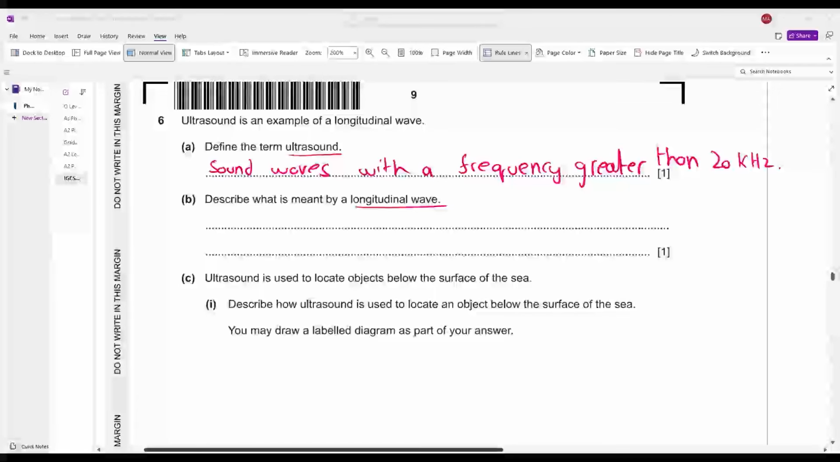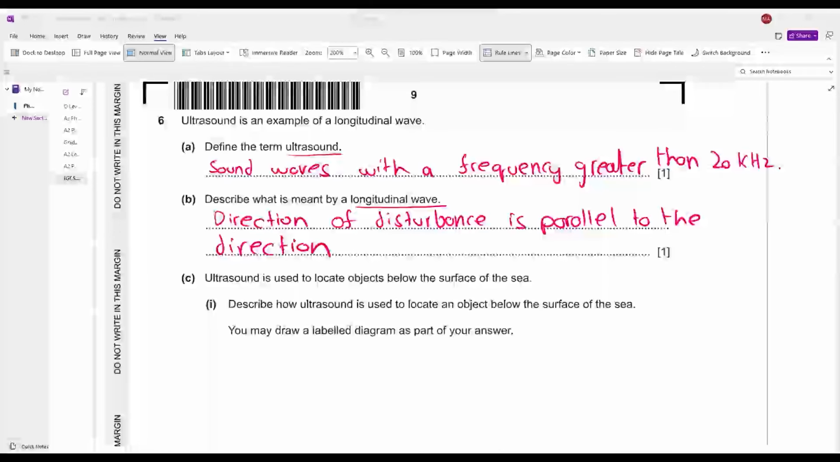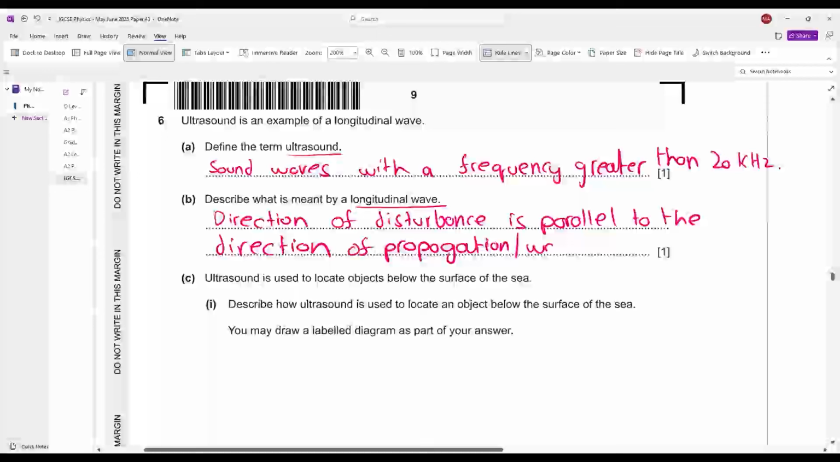State what is meant by a longitudinal wave. The direction of disturbance or the direction of vibration is parallel to the direction of propagation. Direction of disturbance is parallel to the direction of wave travel. Direction of vibration or disturbance is parallel to the direction of propagation or wave travel. Okay, let's move ahead.